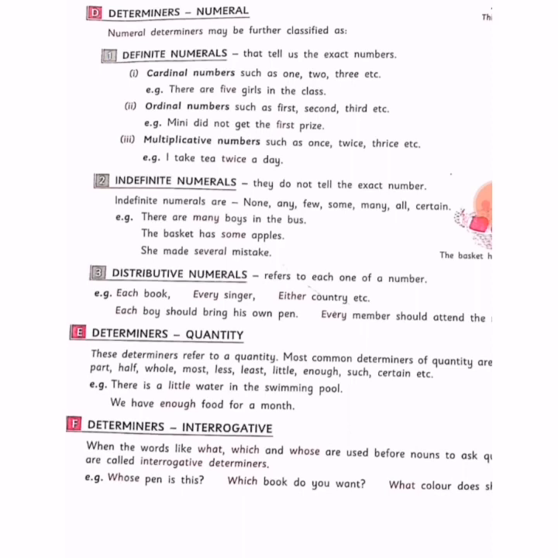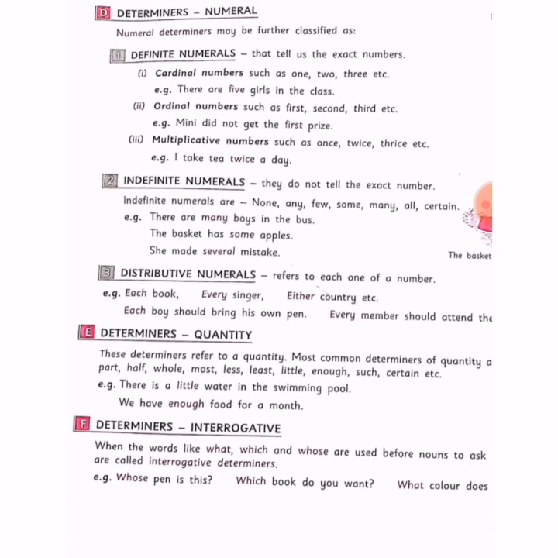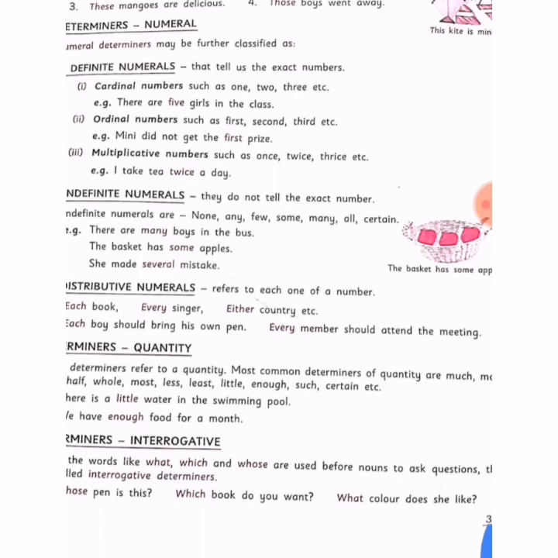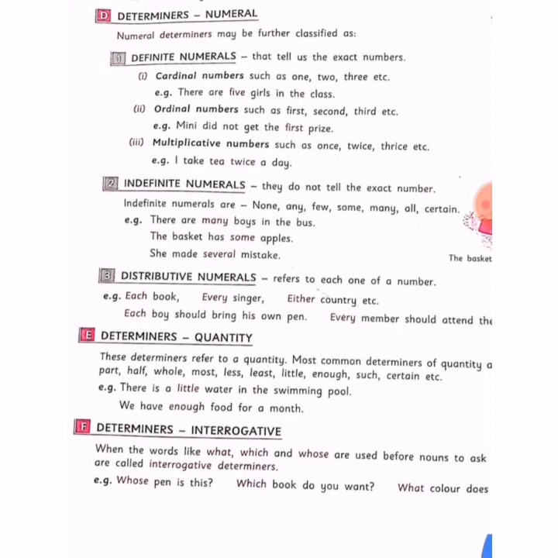Now the third part is distributive numerals, which refer to each one of a number, like each book, every singer, either country, etc. Like, each boy should bring his own pen. Every member should attend the meeting. I hope you all have understood. Now the next point of determiners is quantity determiners. These determiners refer to a quantity. The most common determiners of quantity are much, more, part, half, whole, most, less, least, little, enough, such, certain, etc.